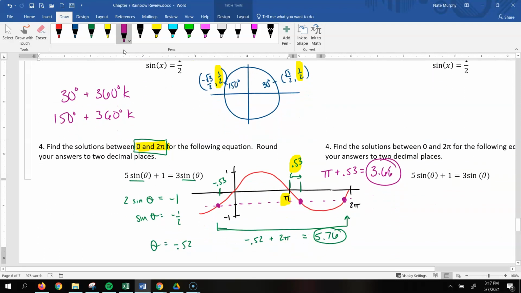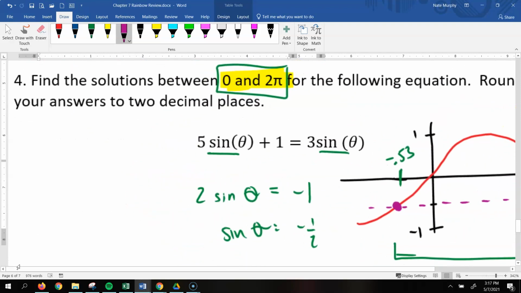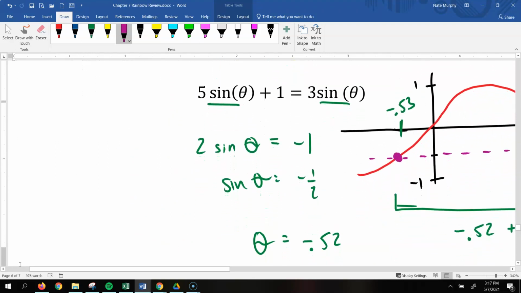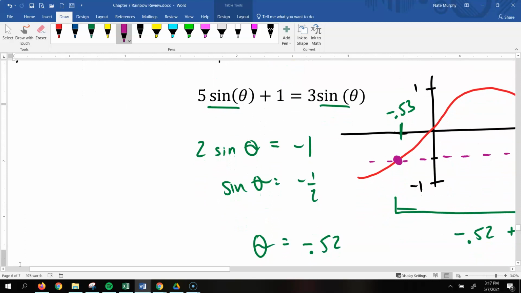Now I already have number 4 drawn out here, but I'm going to try to break this up piece by piece for you. Let's start with just how to solve this. What I notice is that we have a sine on both sides of the equation, so I'm going to group together my sines. I subtracted 3 sine from both sides. Just like if I had 5x plus 1 equals 3x, I would get all the x's on one side. I like to avoid working with negative numbers, so that's why I would subtract 3 sine from both sides to get 2 sine of theta, and then I subtracted 1 from both sides. We have 2 sine of theta equals negative 1. And then if I divide by 2, I have the sine of theta equals negative 1/2.